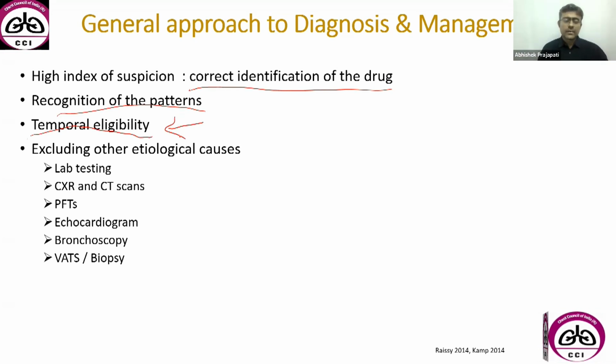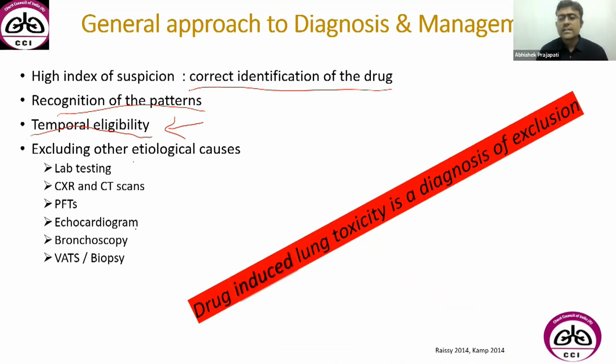If it's TRALI, blood products should have been given some 7 hours before, and the patient has developed pulmonary edema, then this may be TRALI because of those blood products. And in chronic cases, if some drugs or chemotherapy or non-chemotherapy agent has been started, and after a few days or few months these symptoms have started, then we should think about this. We should exclude other etiologies by lab testing, chest X-ray, CT scan, PFTs, echocardiogram, bronchoscopy, and biopsy. And we all know drug-induced lung toxicity is a diagnosis of exclusion.